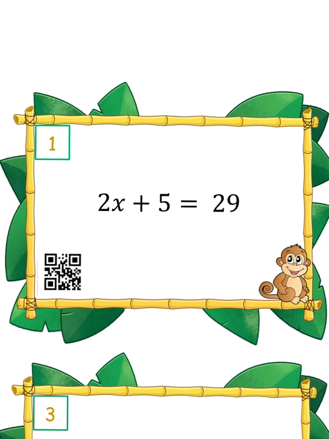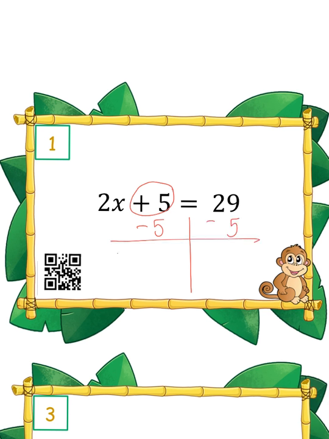I am going to show you how to solve two-step equations. Problem 1: 2x plus 5 equals 29. So I'm going to draw the line. Okay, first I need to get rid of my constant. Minus 5 on both sides.